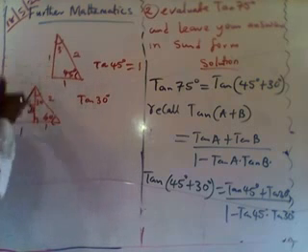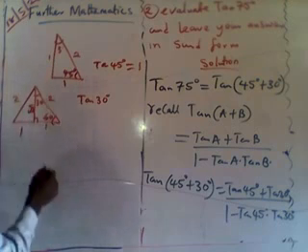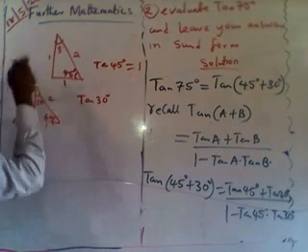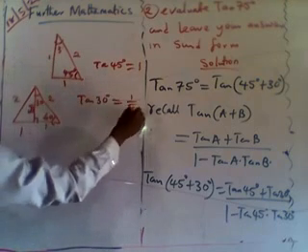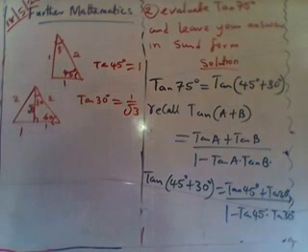4 minus 1, the square root of that will be 3. So that's what we have. Then this will now be opposite over adjacent, and that is 1 over root 3. Now if you can remember that, that means tan 45 is 1, tan 30 is 1 over root 3.